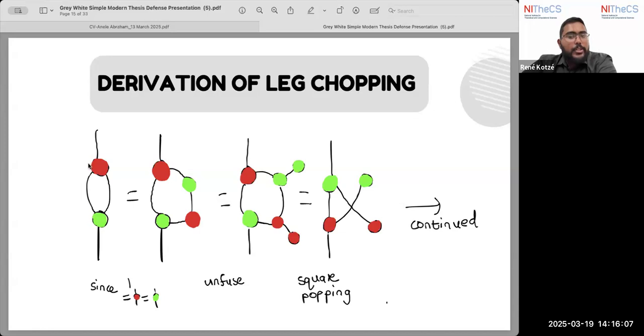So the leg chopping rule said if we have a red and green spider connected by 2 wires, then we can remove the 2 wires between them. And that's what I'm going to try and prove. However, instead of arbitrary spiders, I'm taking a green spider with 1 input and a red spider with 1 output and 2 wires connecting them. And I'm showing that we can, in fact, remove these 2 wires. And we're going to be proving this.